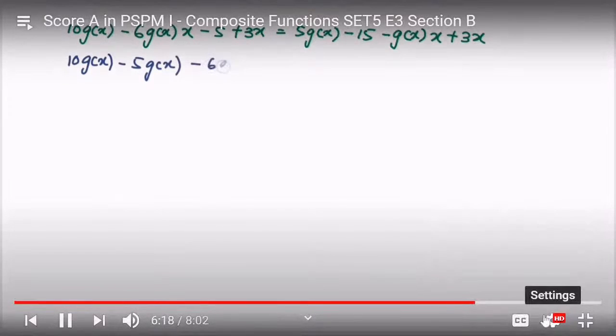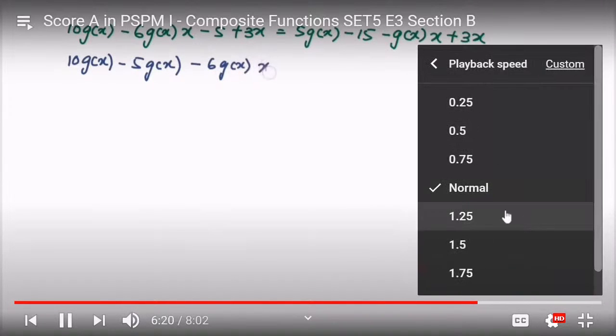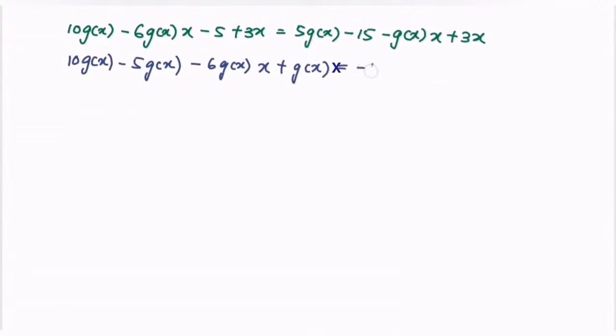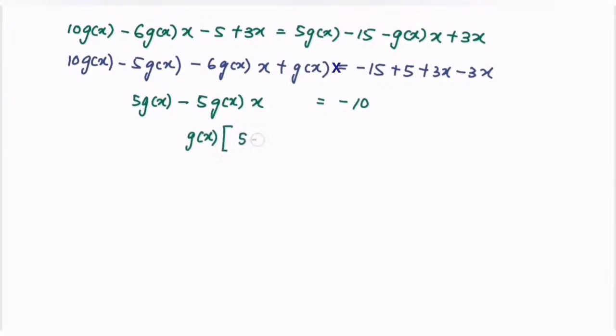Negative 6gx multiply with x plus the gx equals to negative 15 plus 5 plus the 3x minus 3x. So simplify the situation and we will obtain 5gx minus 5gx multiply with the x equals to negative 10. So factor the function gx. So we will have gx multiply with 5 minus 5x equals to negative 10.